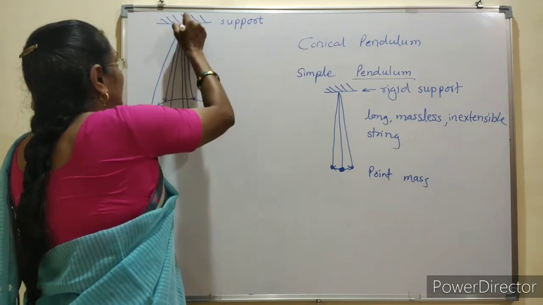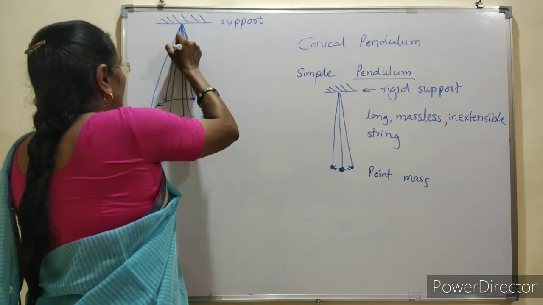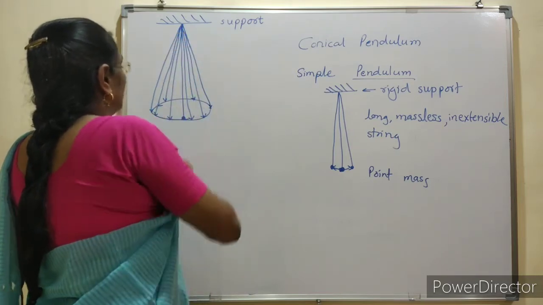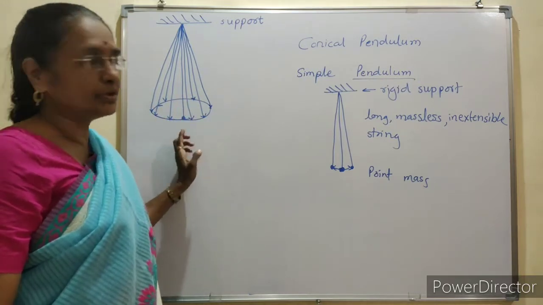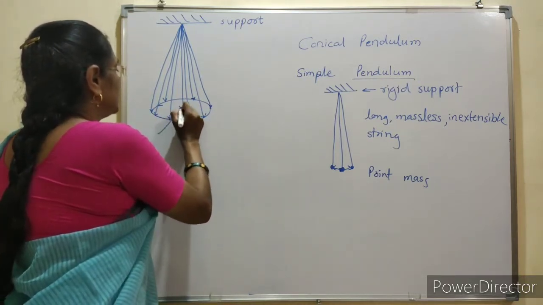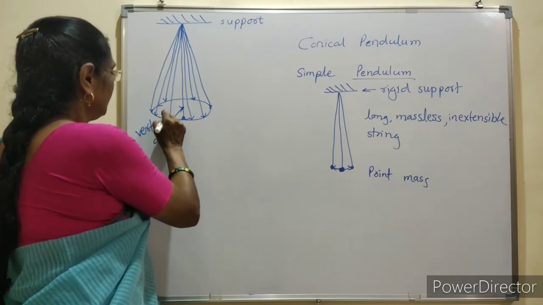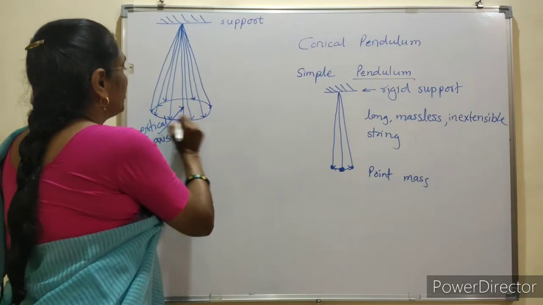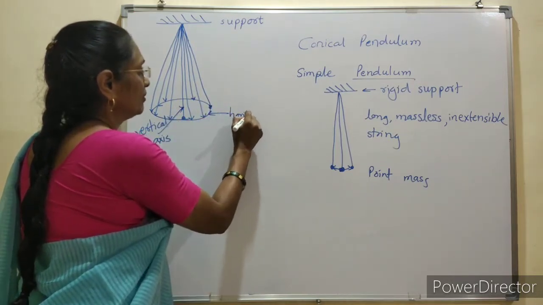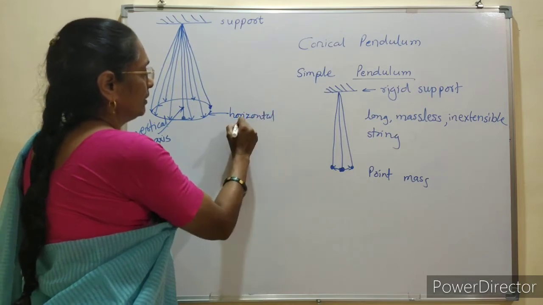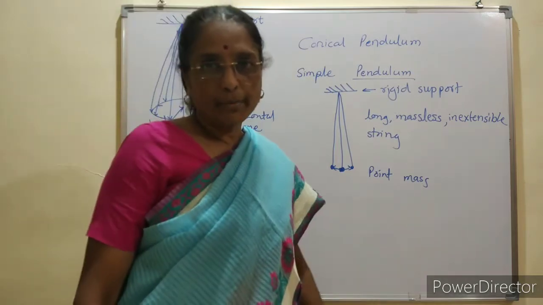Also you can perform a simple experiment to have an idea about the conical pendulum in this way. So this one is the axis. This axis is vertical, but the plane of motion of the particle is the horizontal plane. Then such a system is called a conical pendulum.